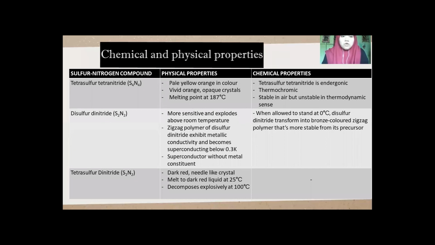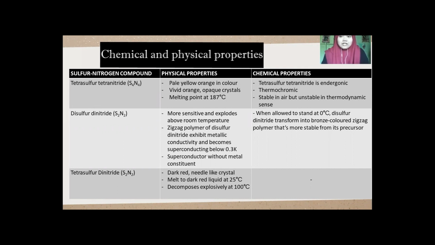Chemical and physical properties of sulfur nitrogen compounds. Tetrasulfur tetranitride has a pale yellow-orange color, vivid orange, and opaque crystals. It has a melting point at 187 degrees Celsius. Tetrasulfur tetranitride is endergonic. What does it mean by endergonic? Endergonic is almost the same as endothermic, where heat is absorbed, but endergonic refers to the relative change in the energy of a system, and it may decompose explosively.